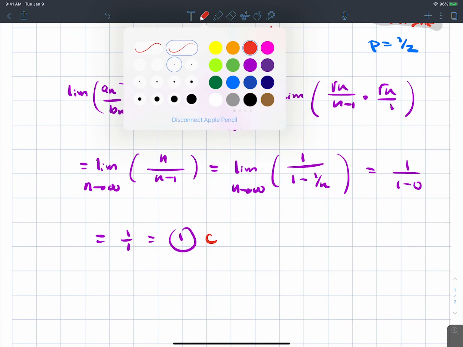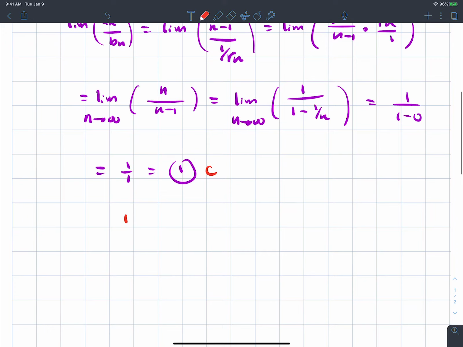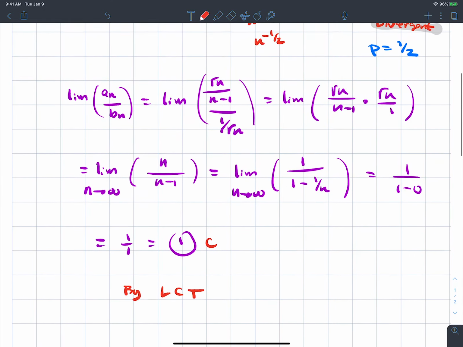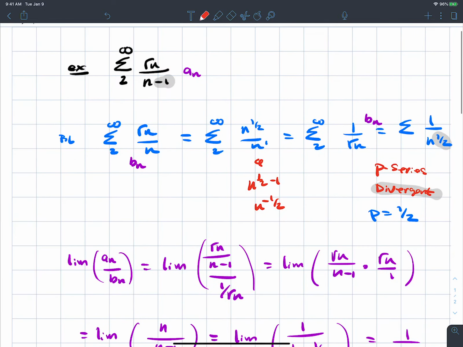So by the limit comparison test, and this is what we typically say, by limit comparison test, I abbreviate it LCT, we know that this particular series diverges because it's compared to a divergent P series right here. So they both diverge, and that's the limit comparison test. They're either going to both converge or both diverge. So it's completely based on what happens with the series you compare it to.